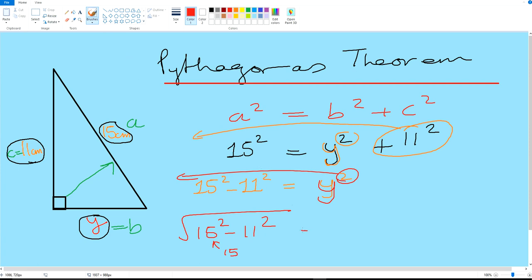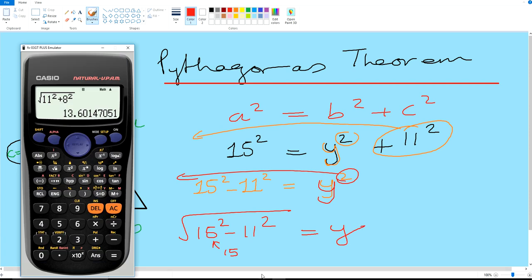Now we need to put this into our trusted calculator, and that should help us work it out. So let's grab our Casio. Square root of 15 squared now, minus. Before we were doing adding, now we're doing minusing. Minus 11 squared, and that gives an answer of 226. Press the SD button, and that gives us 10.198.